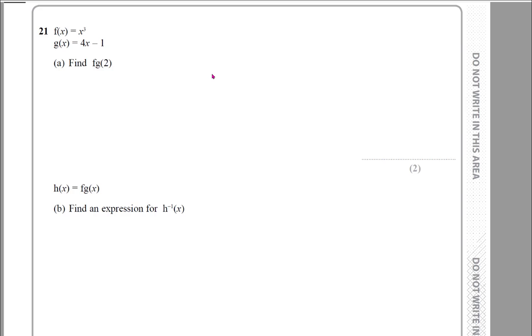Right guys, functions. This is a very nice grade 9 topic that if you understand this, you can really hit some marks. So f of x equals x cubed, g of x equals 4x minus 1. So let's find fg of x first. So you're essentially putting g of x into f of x.